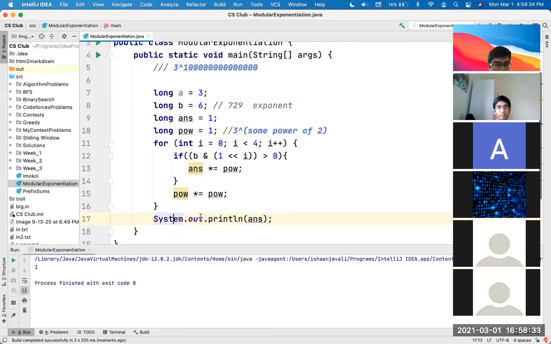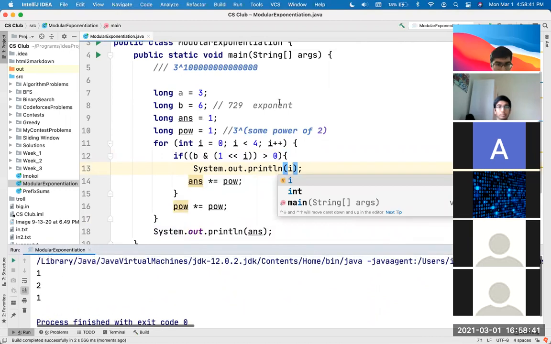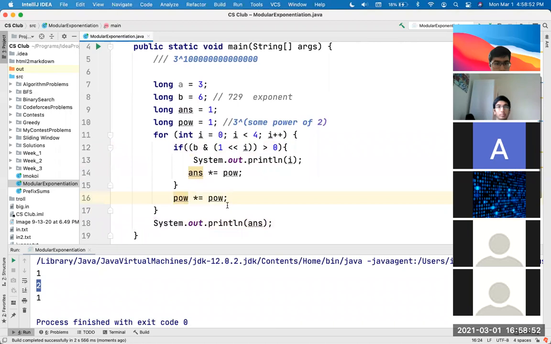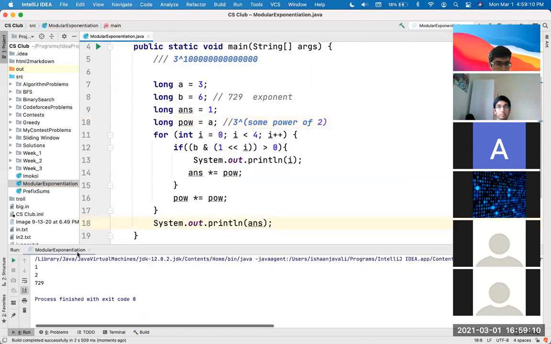Okay, it printed 1, which is not what we wanted. So let's debug it together. So yes, this is correct: 2 to the 1 plus 2 to the 2 equals 6. So that part's correct. Pow times equals pow. I think pow should start off at A. Let me just check this. Okay, there, that worked.